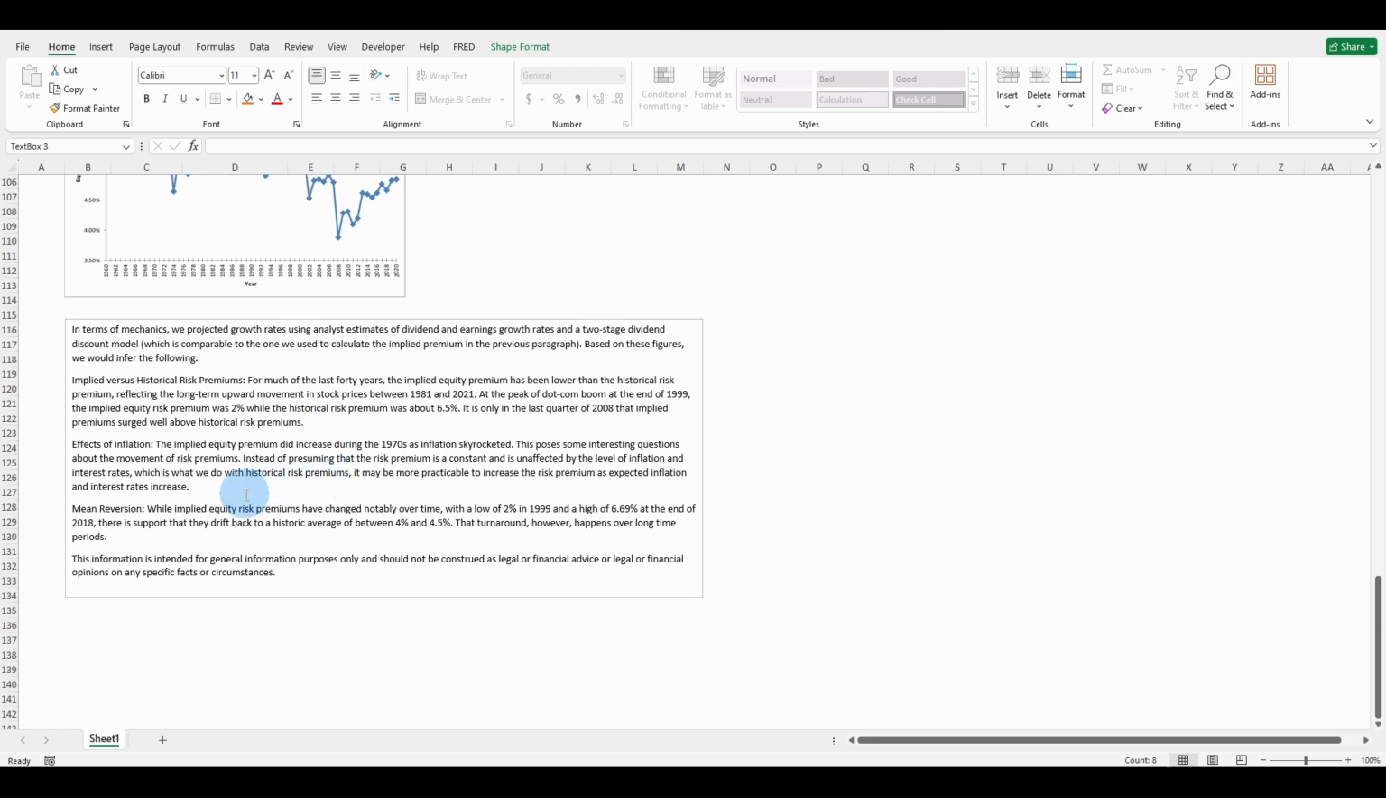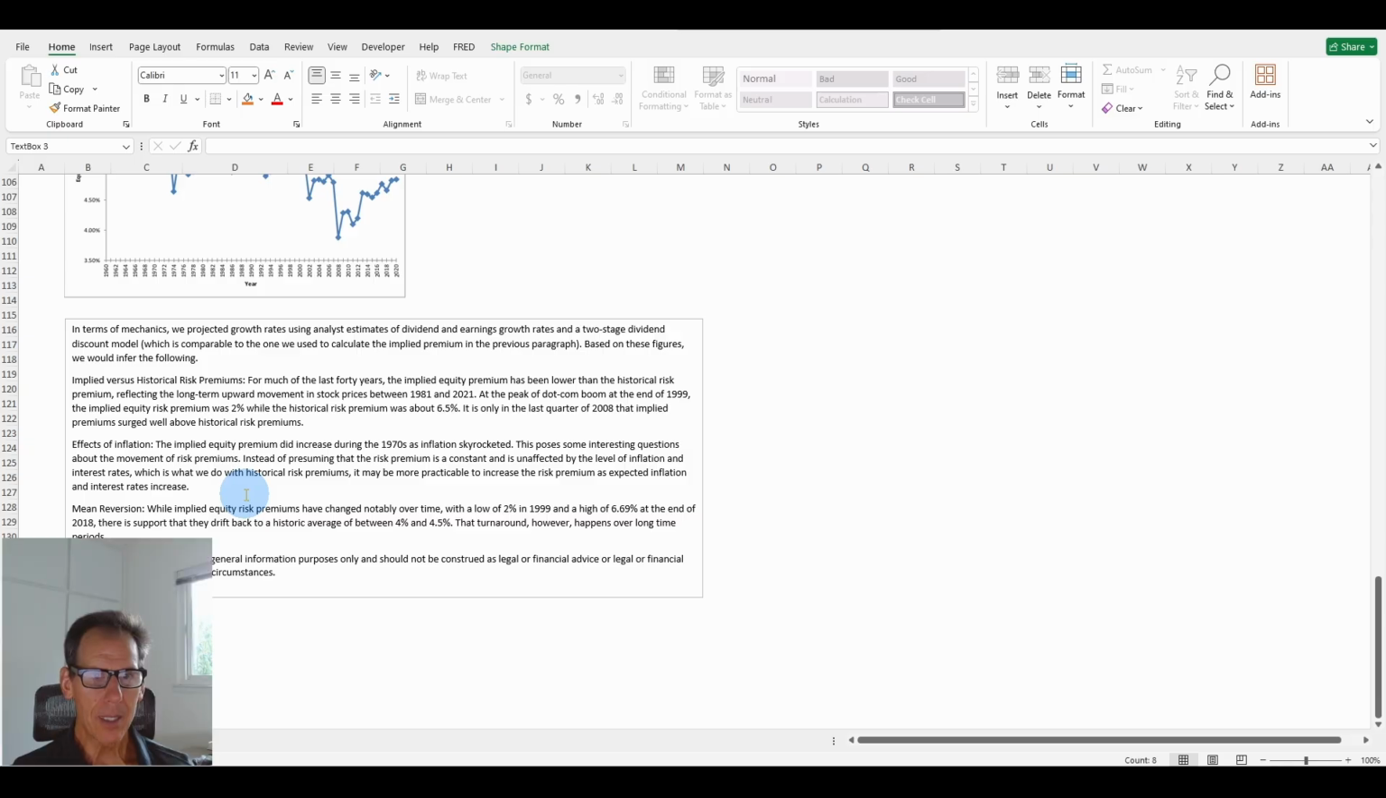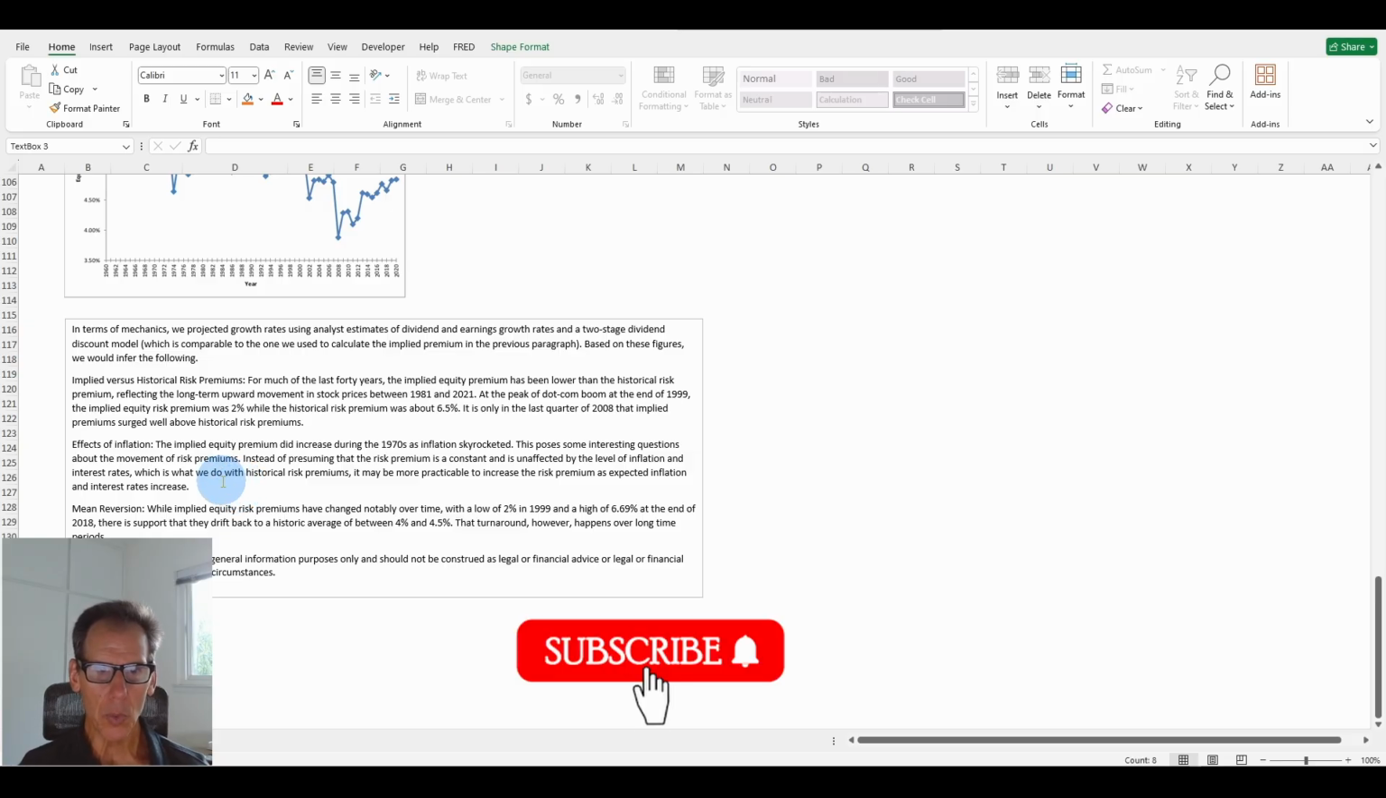Effects of inflation. The implied equity risk premium did increase during the 70s as inflation skyrocketed. This poses some interesting questions about the movement of risk premiums. Instead of presuming that the risk premium is a constant and is unaffected by the level of inflation and interest rates, which is what we do with historical risk premiums, it may be more practical to increase the risk premium as expected inflation and interest rates increase.